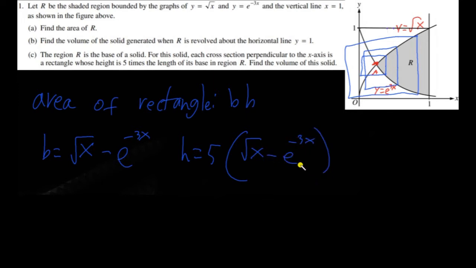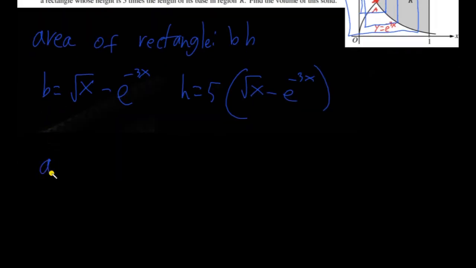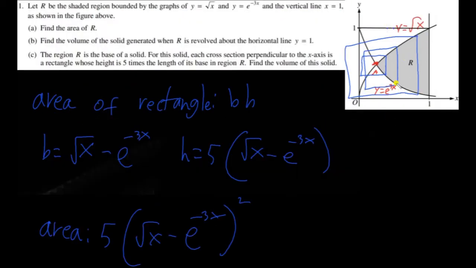And then the area is base times height. So the area will be, what happens when you multiply these two together, which will get you 5 times square root of x minus e to the negative 3x squared. Okay? So that's the area of one of these rectangles for a given x value.